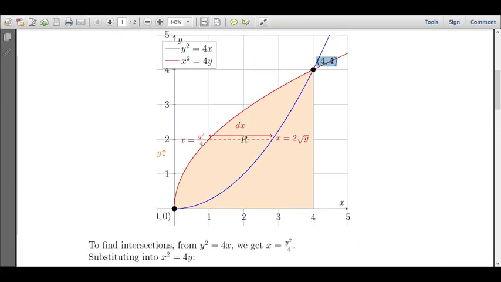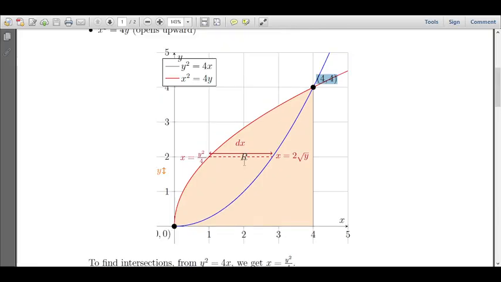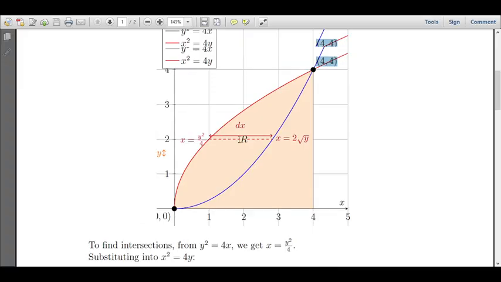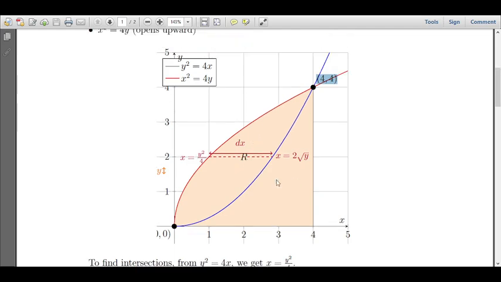So next thing is to find the limits of the integration. Before going to the limits of the integration, we must identify which strip we have to take, the horizontal strip or vertical strip. See, we will evaluate this by using horizontal strip or vertical strip. But if you see this region, right?